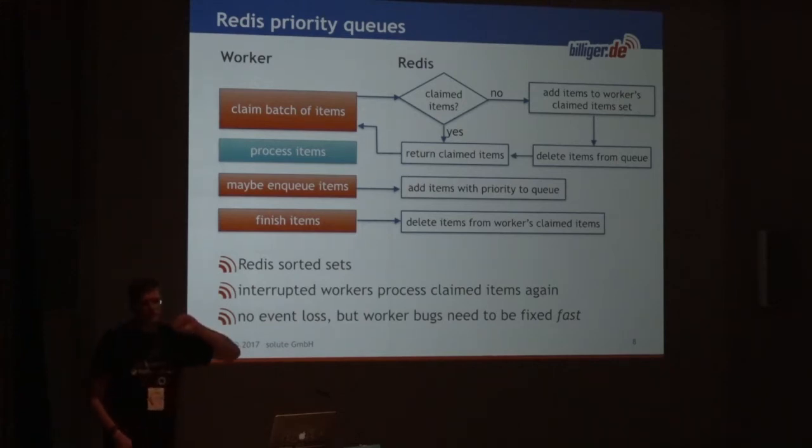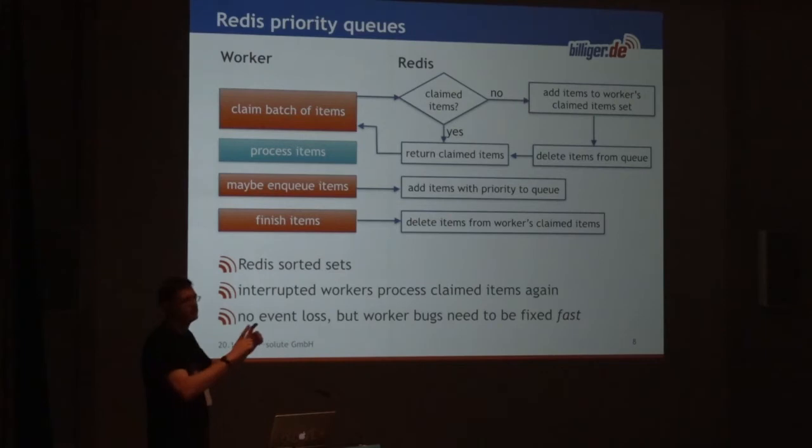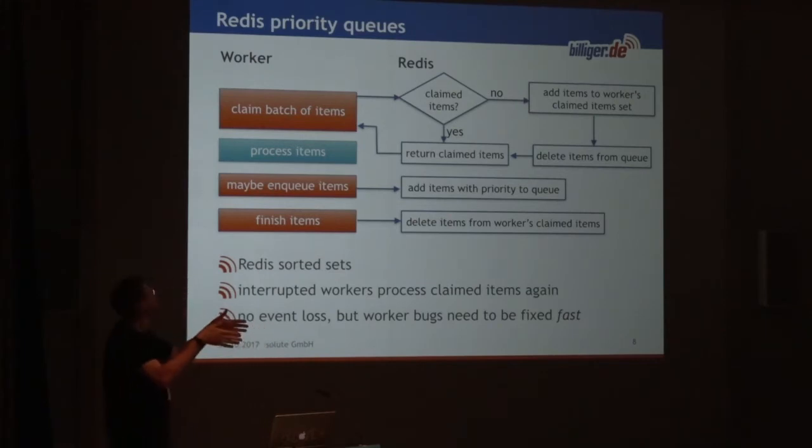Basically, for the worker, it looks very simple. The worker claims a certain batch of items. I said we have between 1 and 200 items in size for this batch. So it gets a certain item that it is processing next. Then it does some processing. Maybe in between, it tells another queue that it has changed something there, or will be changing something there shortly. And eventually, the items that it claimed, it finishes.